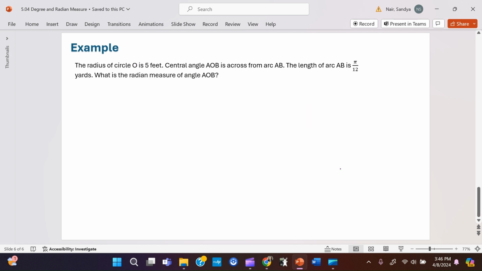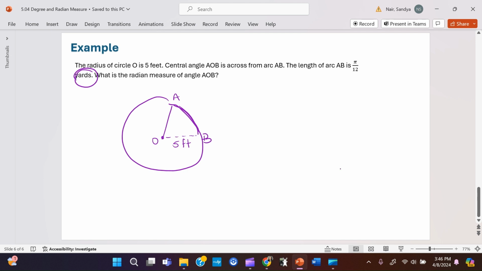Okay, so here it says that we have the radius of a circle O, which is 5 feet. So I'm going to draw my picture. So here's circle O, and then here's the radius, which is 5 feet. Central angle AOB is across from arc AB, so let's go ahead and sketch that in. So here's AOB, and then here's our arc AB, right? The length of arc AB is pi over 12 yards.